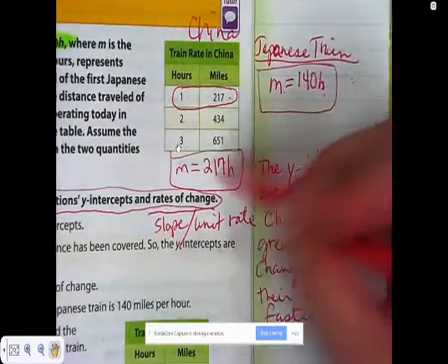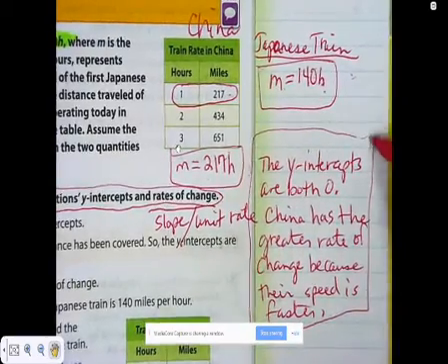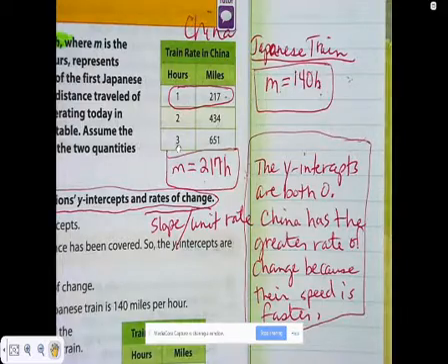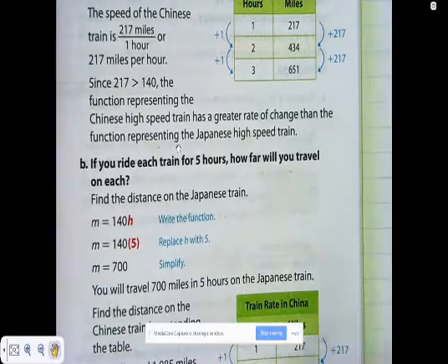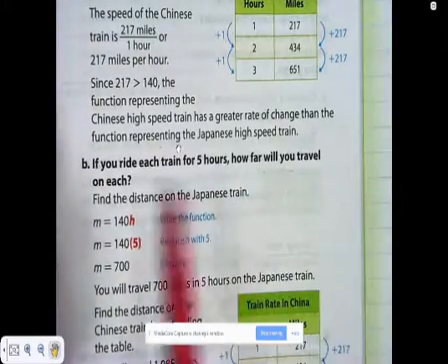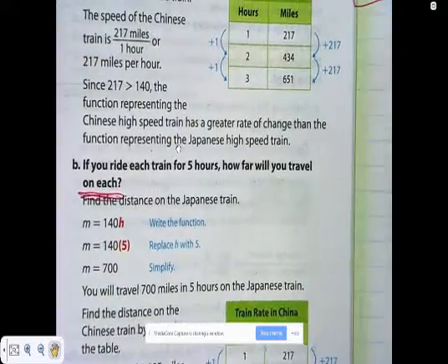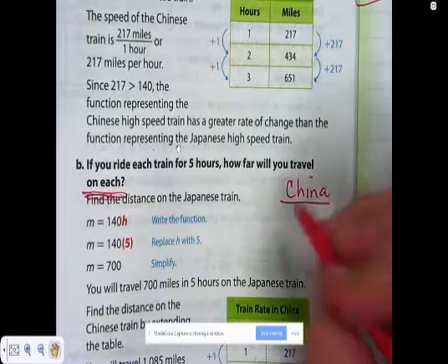Okay, so these two equations would be my work for each one, and then we answered both parts of part A. Now let's take a look at part B. Part B says, if you ride each train for 5 hours, how far will you travel on each? Okay, here's the key. They want to know, if you ride for 5 hours, how far will you travel on each? So here's China. Let's rewrite our equation.